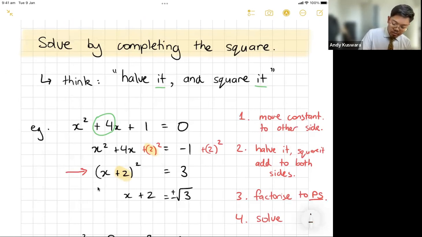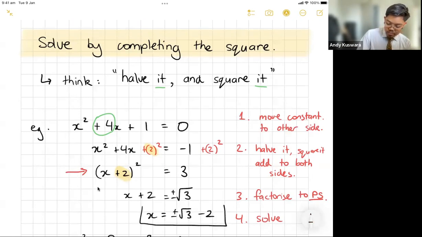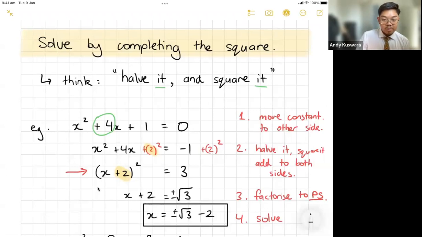And then to solve for my x, it would just be plus minus the square root of 3, and I'm going to minus the 2. I'm happy with that to be my solution. Okay, if I wanted to, I could write them out as 2 separate things, or even if you put it in your calculator, you'll get a disgusting answer. But this is going to be your exact answer.